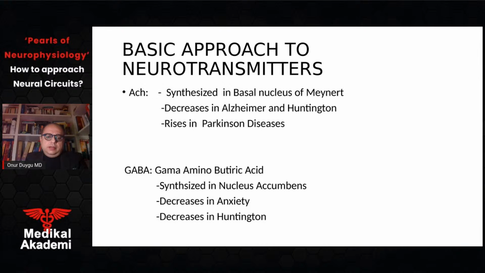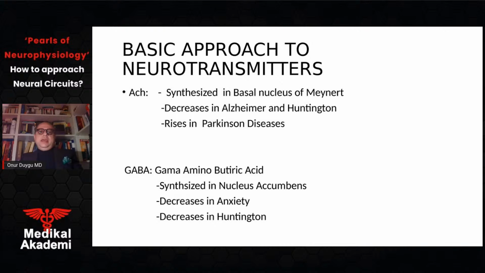Let's talk about the basic approach to neurotransmitters, the basic neurotransmitters. How about acetylcholine? Acetylcholine is synthesized in the basal nucleus of Meynert in the central nervous system. As we know, and clinically important for our board purposes and our clinical practice, it decreases in Alzheimer's disease and Huntington's disease as well. But in contrast, it rises in Parkinson's disease.